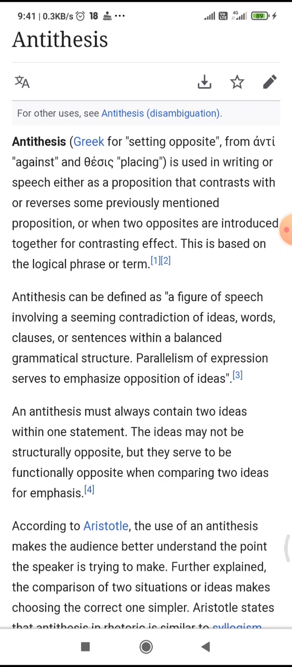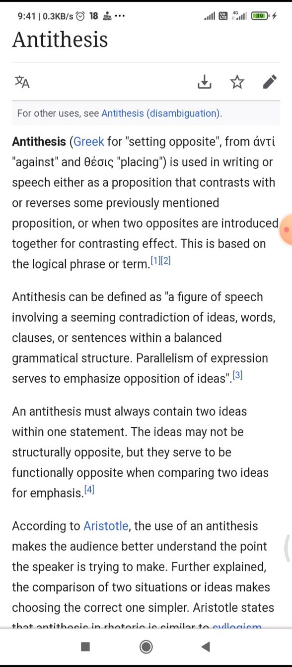If any idea is given in a statement and then another contradicting or contrasting idea is given to the previous idea in the same statement, it is called antithesis. This is based on the logical phrase or term. Antithesis can be defined as a figure of speech involving a seeming contradiction of ideas, words, clauses, or sentences.